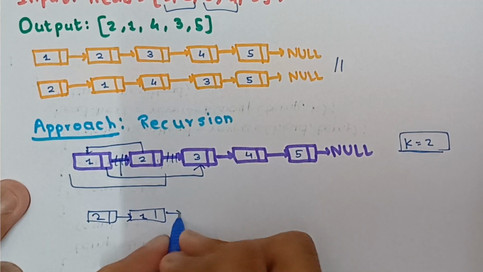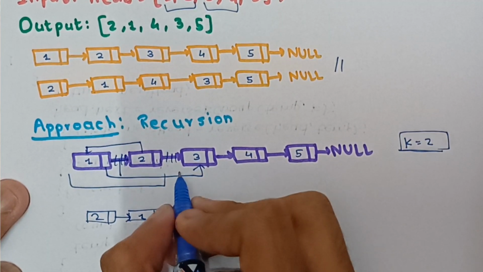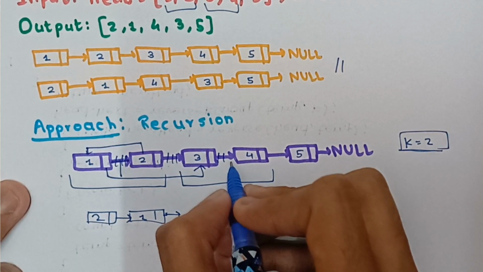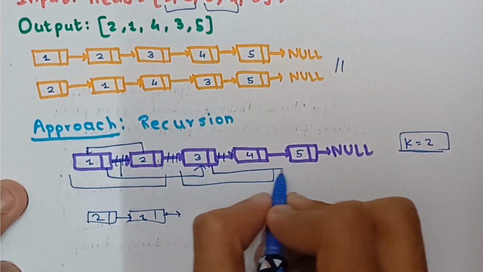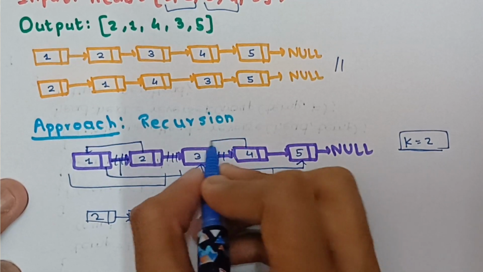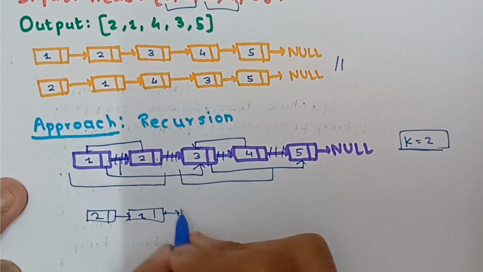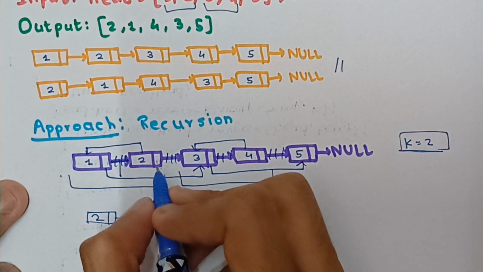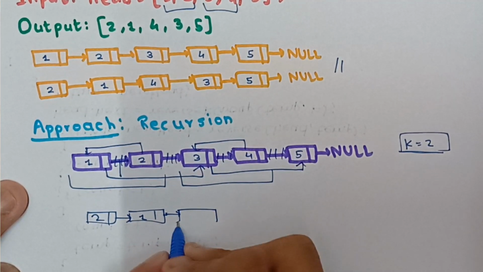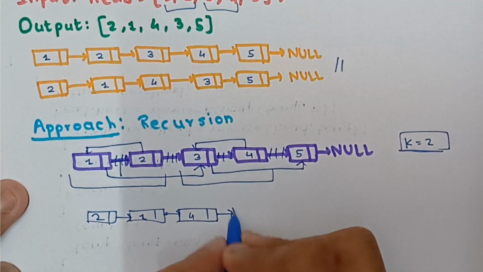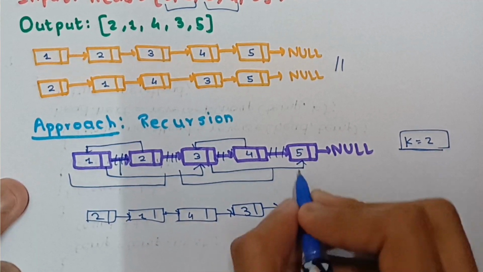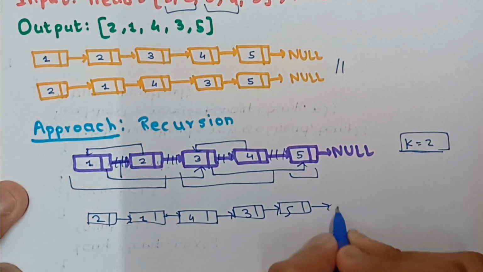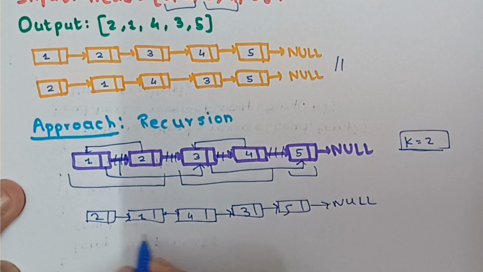Now our window will move forward. The window will come here. We will break this link and connect 3 to 5. And we will connect 4 to 3, and break this link. We will also connect the previous node, 2, to 4. So it will look somewhat like this, 4 and 3. And the last part is less than k, so it will remain the same. This is our final output, 2 1 4 3 5.